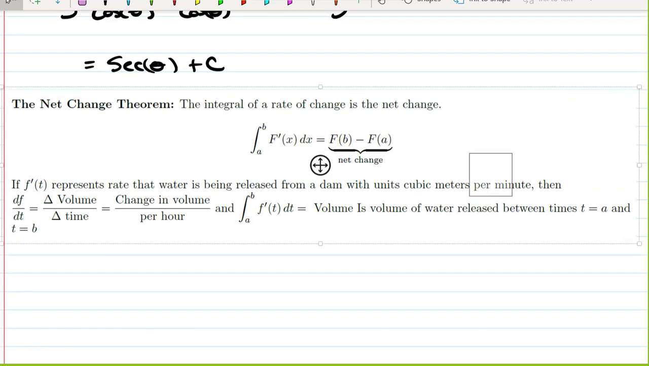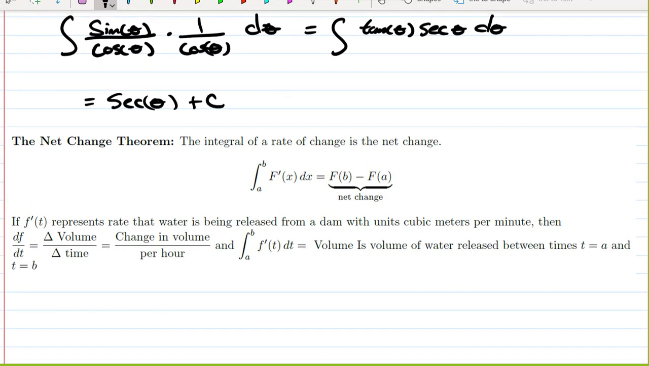So the net change theorem says the integral of a rate of change, and remember, a rate of change is a derivative, is the net change. So if we take the definite integral from a to b of f prime of x dx, by the fundamental theorem of calculus part 2, we know that that is f of b minus f of a. Well, that represents the net change.